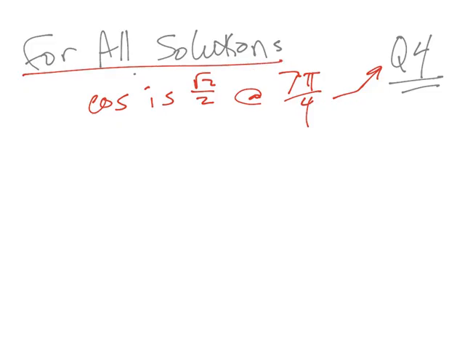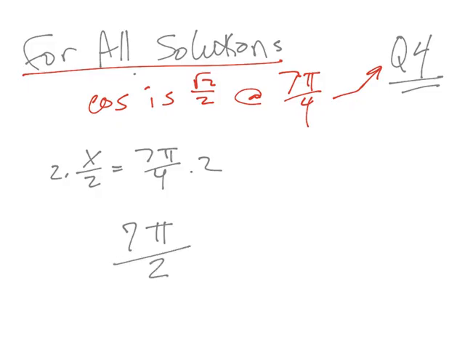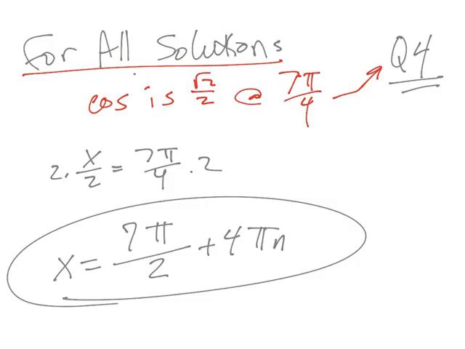But don't forget, we are playing with a half angle, and so we still need to multiply by 2, and we end up with 7 pi over 2. So for all solutions, we would also have 7 pi over 2 plus 4 pi n.